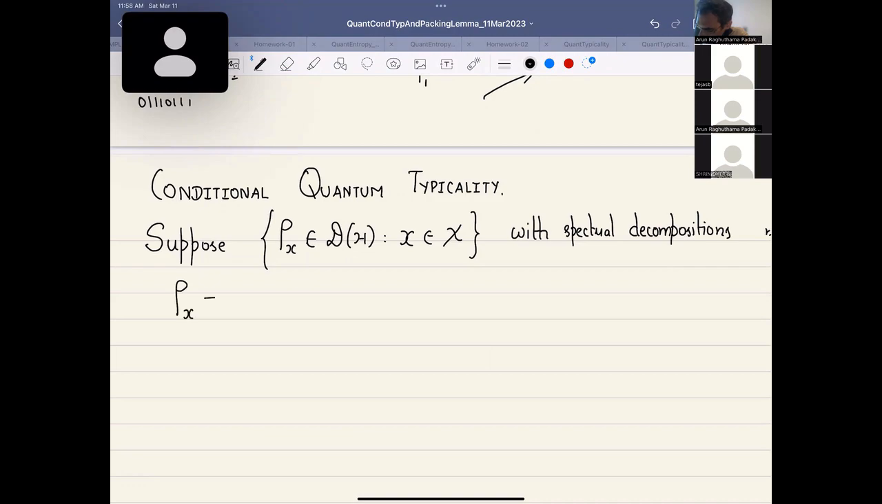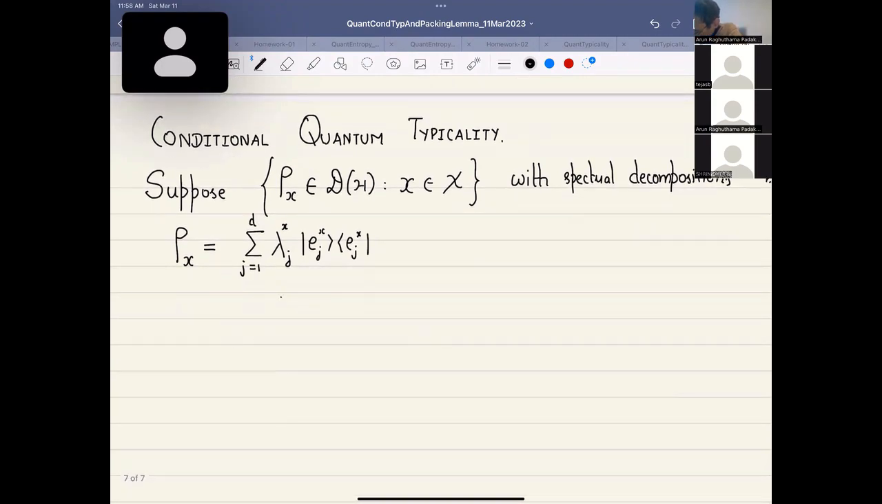So let's say, with spectral decompositions, rho x equal to a summation. Ideally you would be doing something like this: you would say lambda j,x, where lambda j,x depends on the x, with j equal to 1 to some d. I know the following: lambda j,x is greater than or equal to 0, and if I fix my x and sum over my j, from j equal to 1 to d, I'm going to get 1.